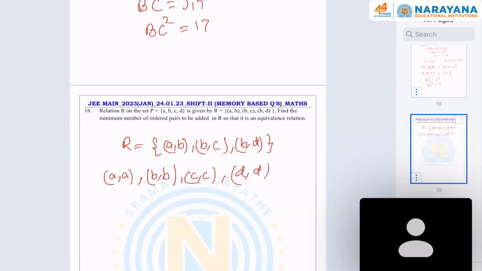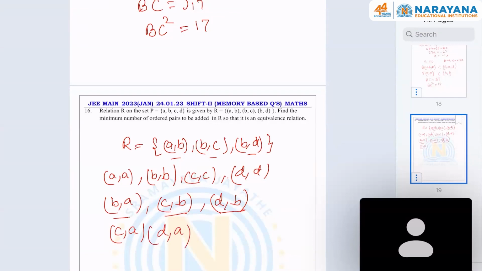In order to make this reflexive, A comma A, so I'm adding 4 ordered pairs. Next, here we have A comma B, B comma C, B comma D. So I want to make this symmetric also. So I have to add BA, CB, DB. Next one, here we have BA, CB, DB. So we have CB and BA means I have to write CA also, to make it transitive. DB and BA means I have to add D comma A also to make it transitive.